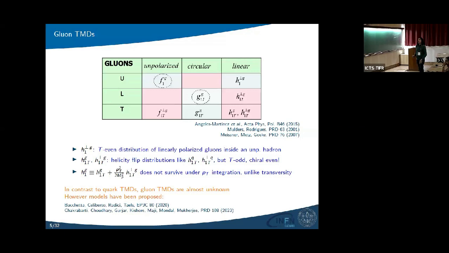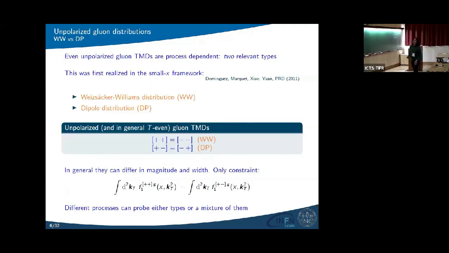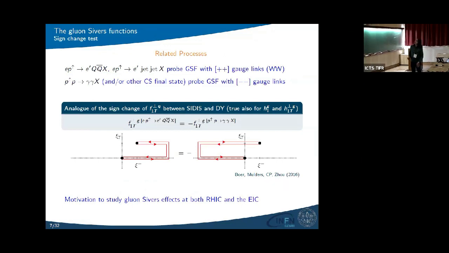The property that they share is that the integral over transverse momentum of both has to be equal to the unpolarized TMDs. Okay, this is a relation which holds at the partonic level. Of course, we know that if we include renormalization and so on, these integrals are more complicated, but okay. So different processes can probe either these types or a mixture of them. So for example, that's why the EIC is very important, because we can measure a gluon distribution, for example, from this process at RHIC.